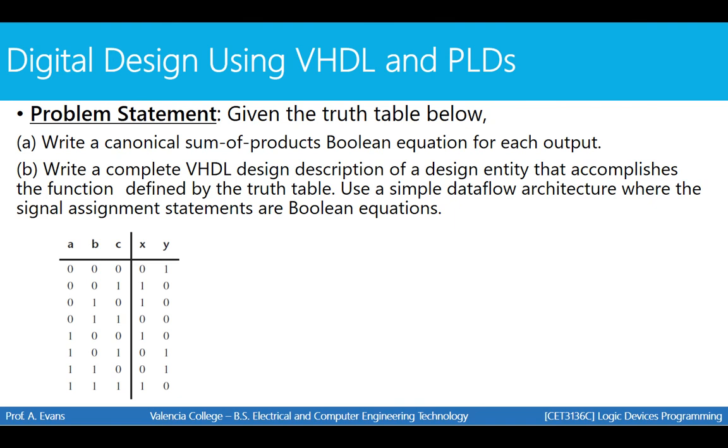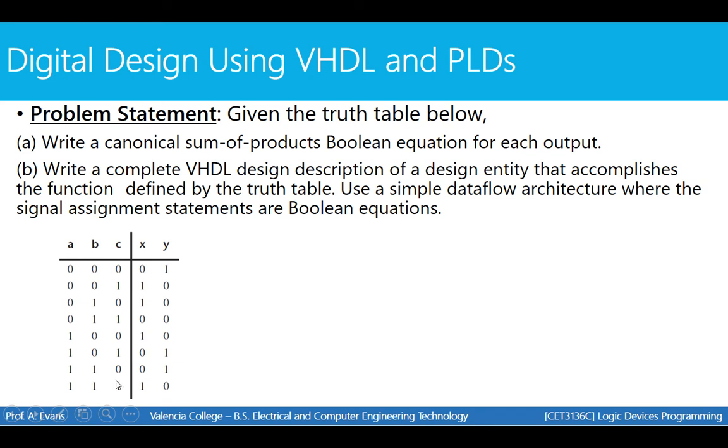And here's the problem statement that we're going to investigate for this lab. We have a truth table below. We're going to write the canonical sum of products Boolean equation for each output. And then we're going to write a complete VHDL design description of a design entity that accomplishes the function defined by the truth table. Basically, that means I need to create a piece of code in VHDL that is going to simulate this system with 3 inputs and 2 outputs. And as the inputs change, I need my VHDL program to provide these same exact outputs that you see in this truth table here.